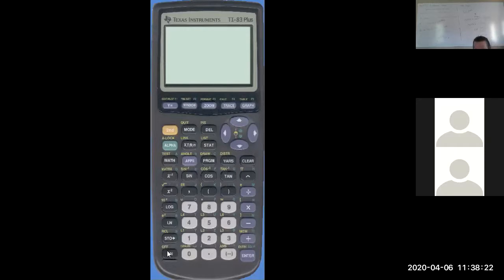So I turn this on. I type ln of 2, and then I need to close that parentheses before I divide by 0.173. Yes, ln parentheses 2, close parentheses, divided by 0.173. So it's going to come out to 4.006631 blah, blah, blah.